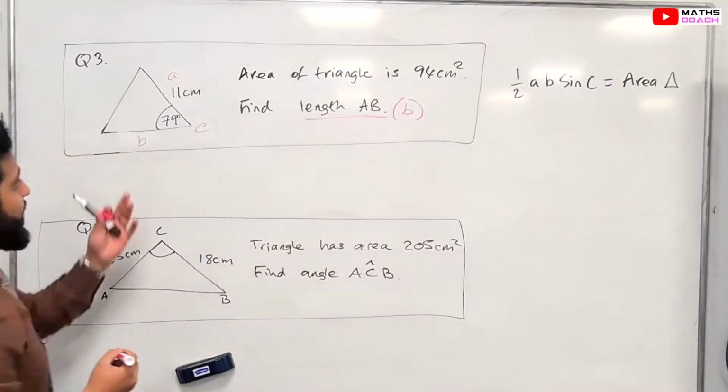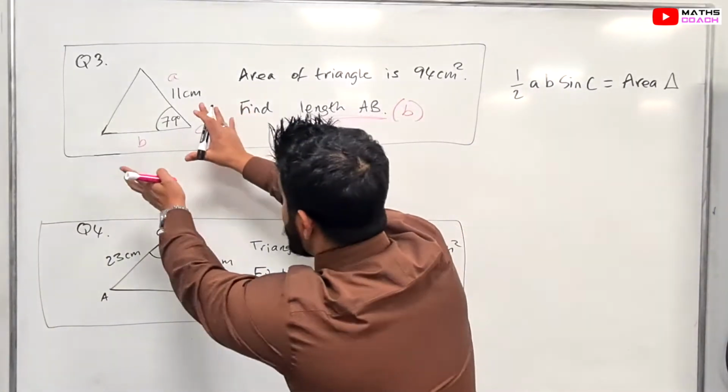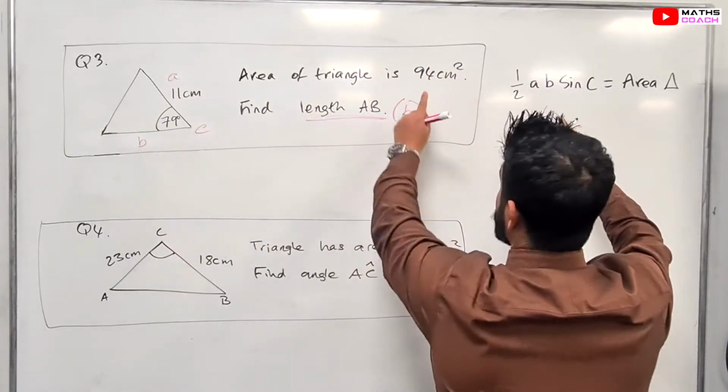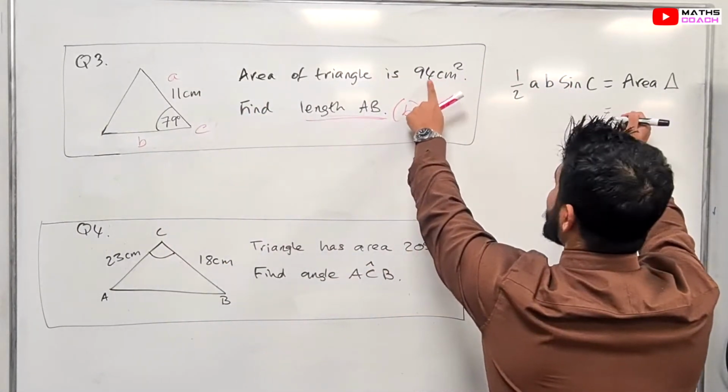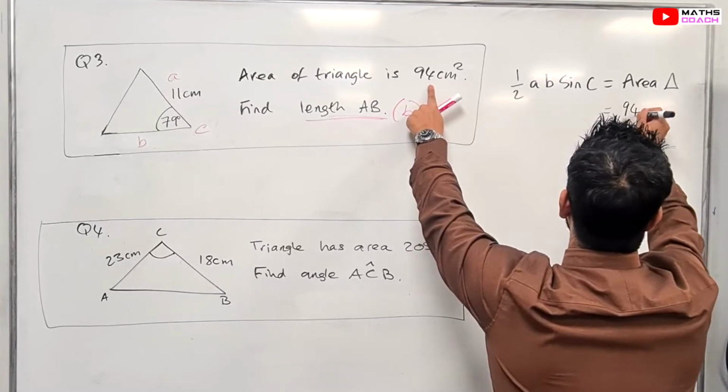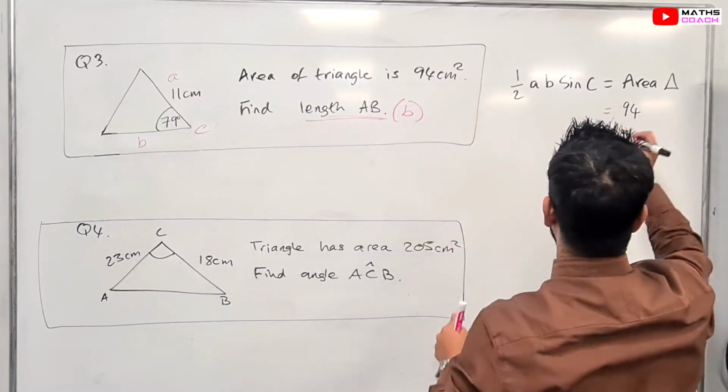Okay, that's finding B. Let's now go and apply what we have onto our question. So let's start with the area. We know that the area is 94 centimeters squared.